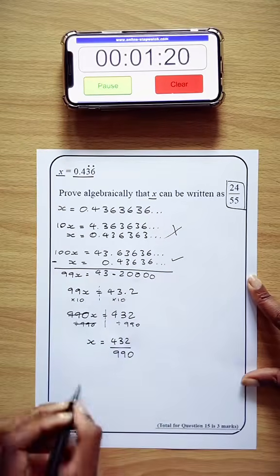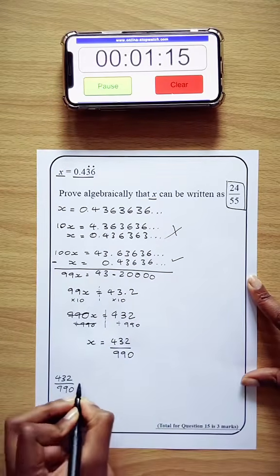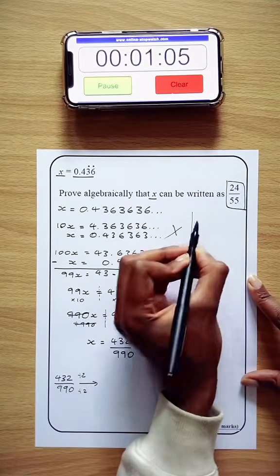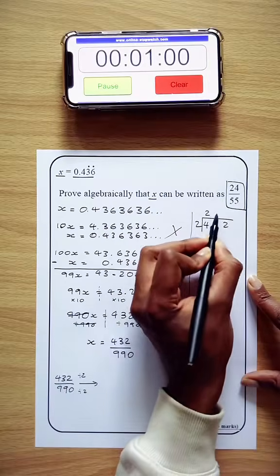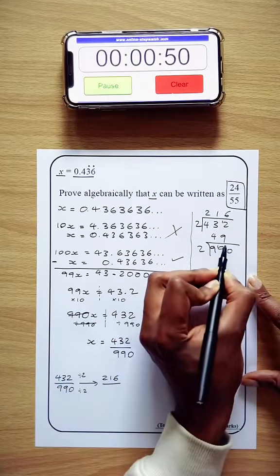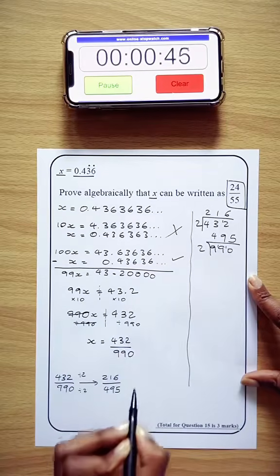While this is a correct answer, the question wants us to show that it can be simplified to 24 over 55. So I'm first going to divide by 2 as my first step in making it smaller. I don't know how to get from 432 over 990 to 24 over 55 in one jump, but I know that the numbers are both even, so I can start by halving them.